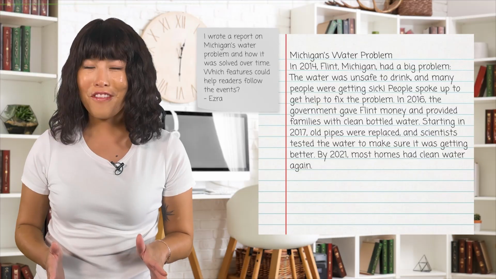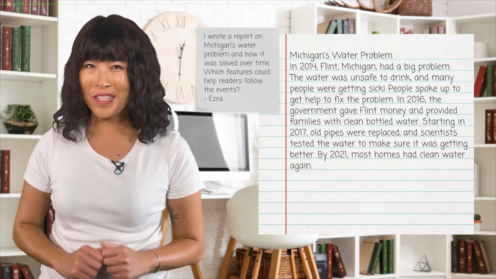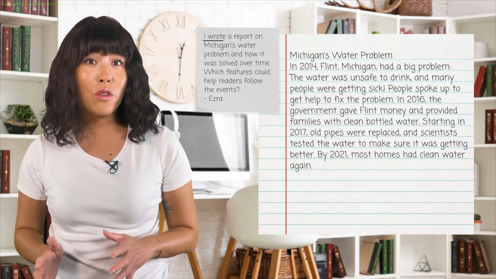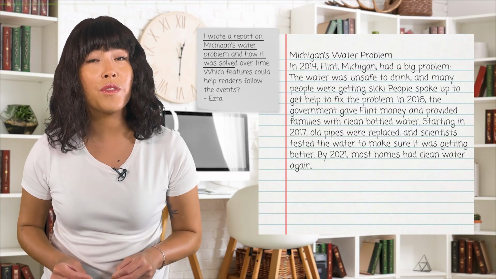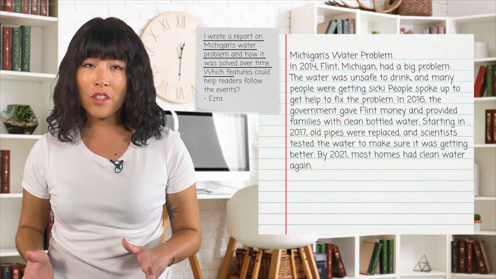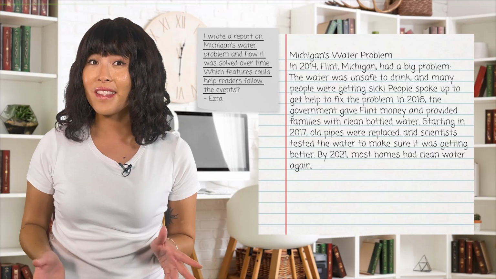Next up, my friend Ezra. Here's his question. I wrote a report on Michigan's water problem and how it was solved over time. Which features could help readers follow the events?